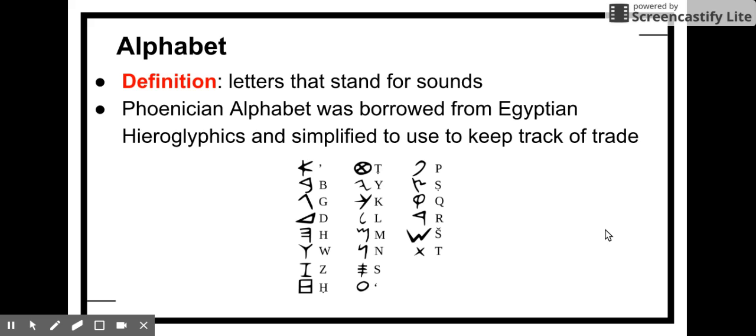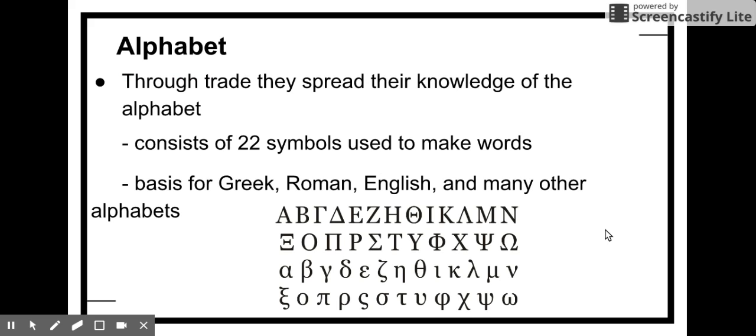So let's look at the second slide of the alphabet. Through trade, the Phoenicians were able to spread their knowledge of the alphabet. It consisted of 22 symbols that were used to make words. They were the basis for Greek, Roman, and English, and many other alphabets as well.